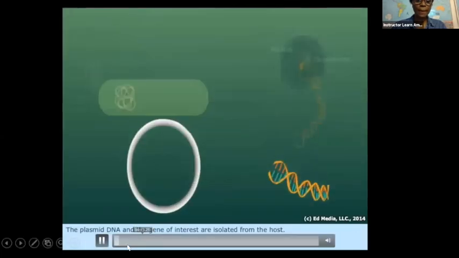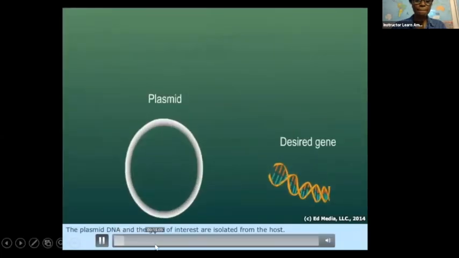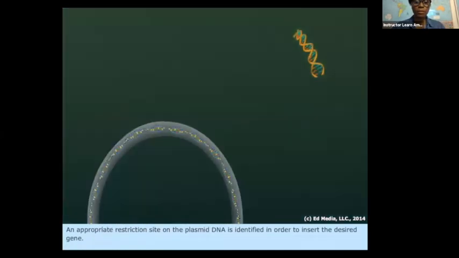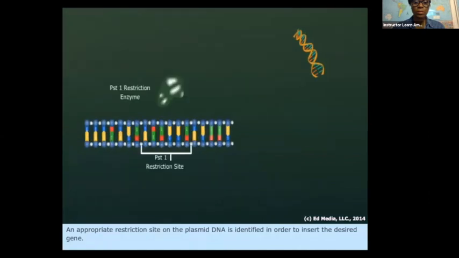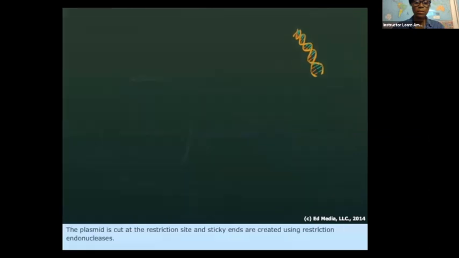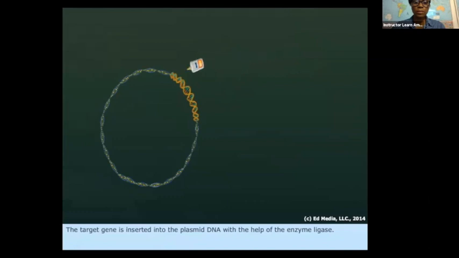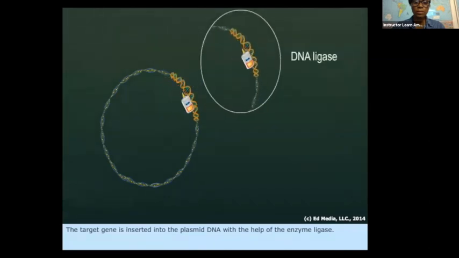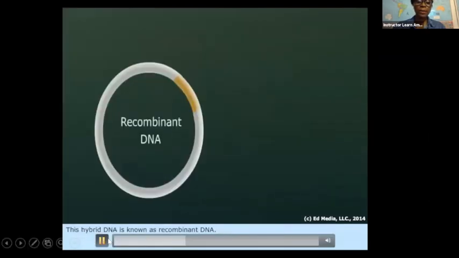The plasmid DNA and the gene of interest are isolated from the host. An appropriate restriction site on the plasmid DNA is identified in order to insert the desired gene. The plasmid is cut at the restriction site and sticky ends are created using restriction endonucleases. The target gene is inserted into the plasmid DNA with the help of the enzyme ligase.